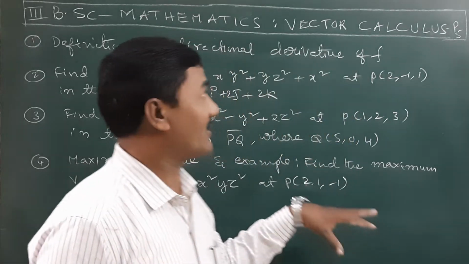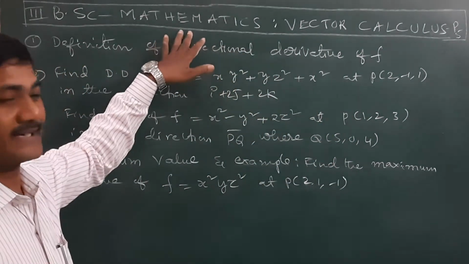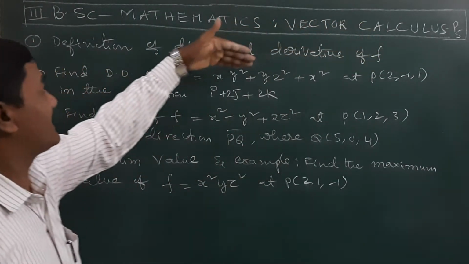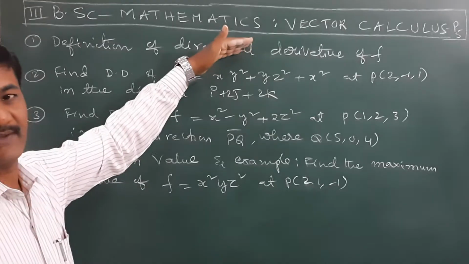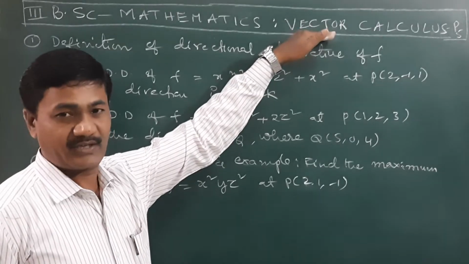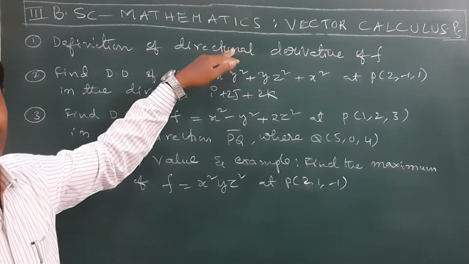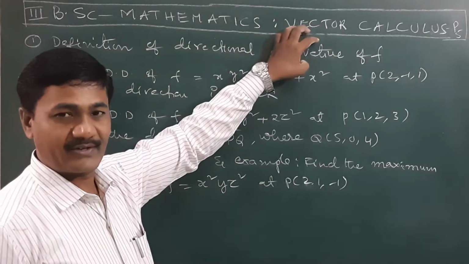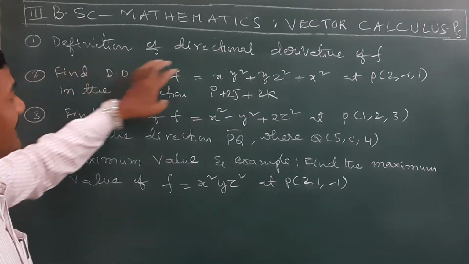Today we will discuss 3rd BSc Mathematics, Vector Calculus, Paper 5. Previously we discussed some important definitions on the del operator and the gradient of a function, and some important problems on the gradient. Now we will discuss the definition of directional derivative and the problems on the directional derivative.